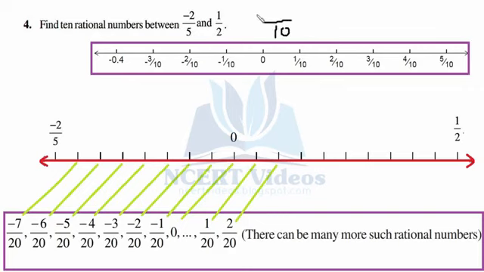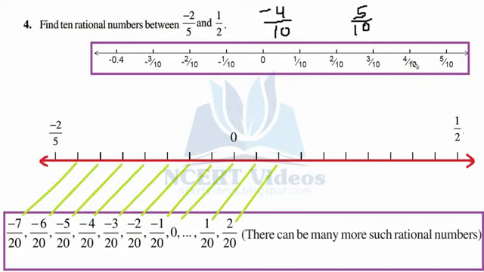LCM of 5 and 2 is 10. So 5 2s are 10, 2 2s are 4. Obviously, the negative sign stays, so minus 4. Here again, the denominator is 10. So 2 5s are 10, 5 into 1 is 5. So we got the two extreme points. We will write them as minus 4 over 10 and 5 over 10, and 0 would lie somewhere in between.